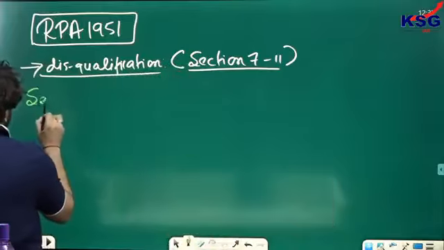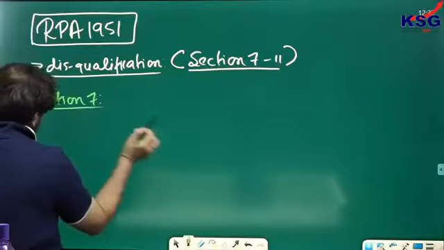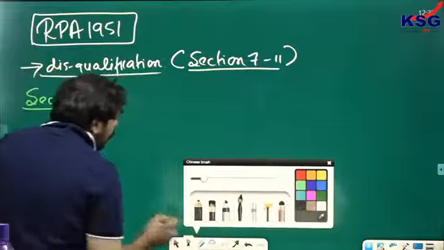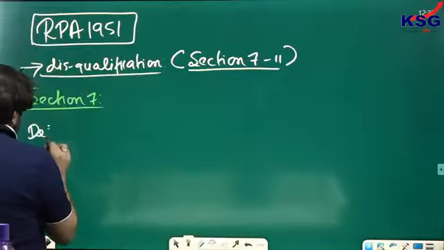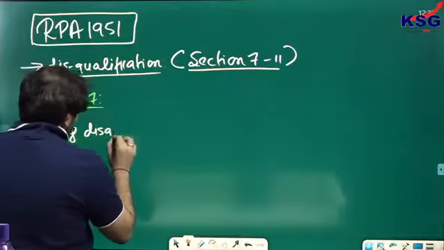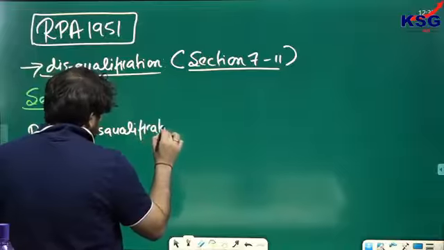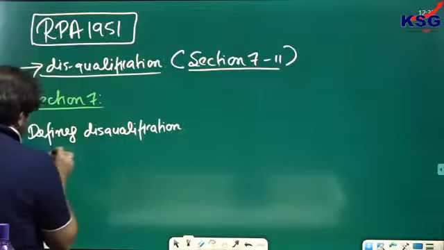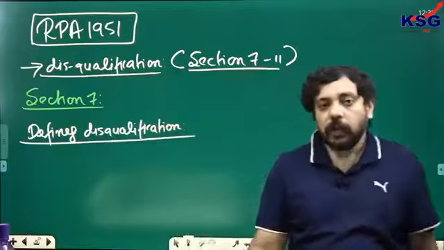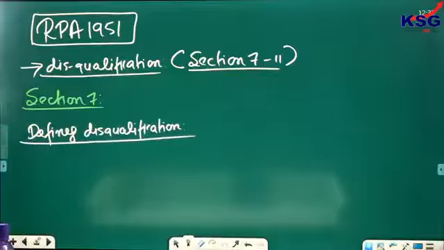Okay, so we're dealing with the first section, which is section 7. Section 7 of the RPA defines disqualification. I hope that you're taking running notes of what I'm drawing on the board. Section 7 of the RPA defines disqualification. Okay, what does it mean? What does a question about the definition of disqualification mean in this sense?